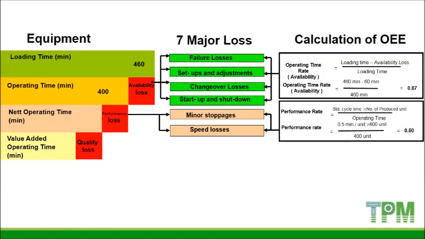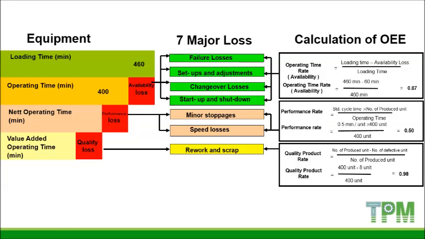Standard cycle time is 0.5 minutes per unit, and 400 units were produced. Performance rate equals standard cycle time times number of units produced divided by operating time. Performance rate equals 0.50. Out of those 400 units there were 8 rejected units. So quality rate equals number of quality units produced divided by total units produced. Quality rate equals 0.98.